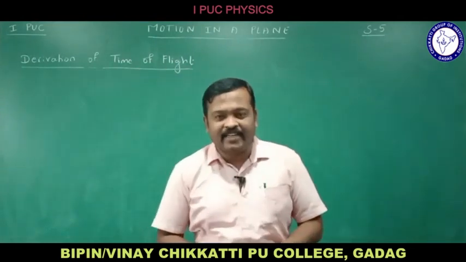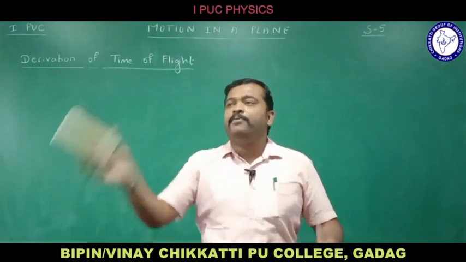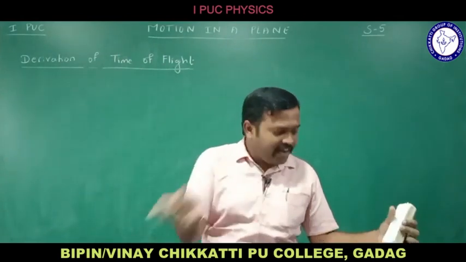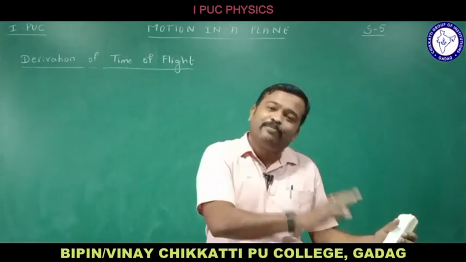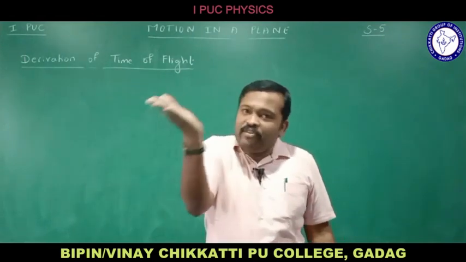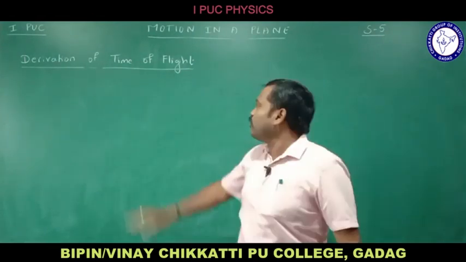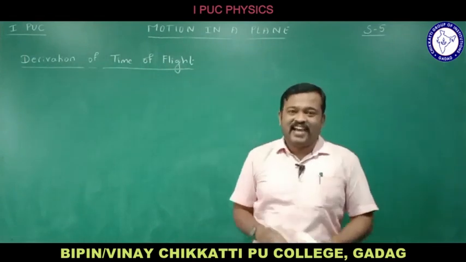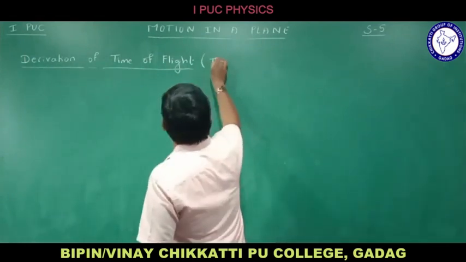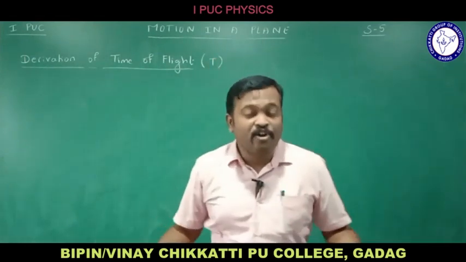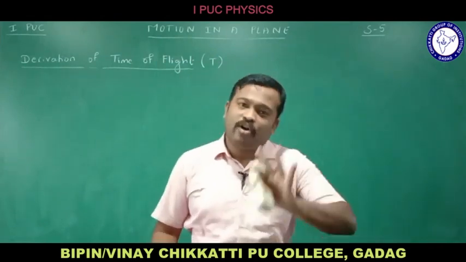We already studied that the time of flight is nothing but the time taken by the projectile to reach the ground after it was projected. So what is the time taken for the flight? That time is called time of flight, and we denote time of flight as capital T. Let us derive the expression for time of flight here.